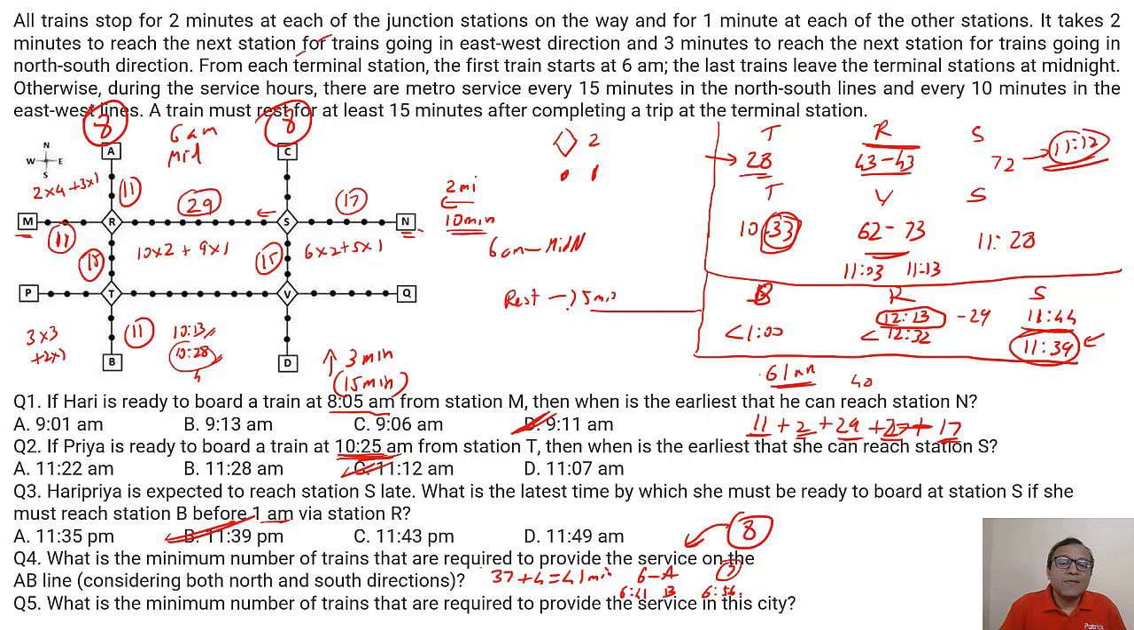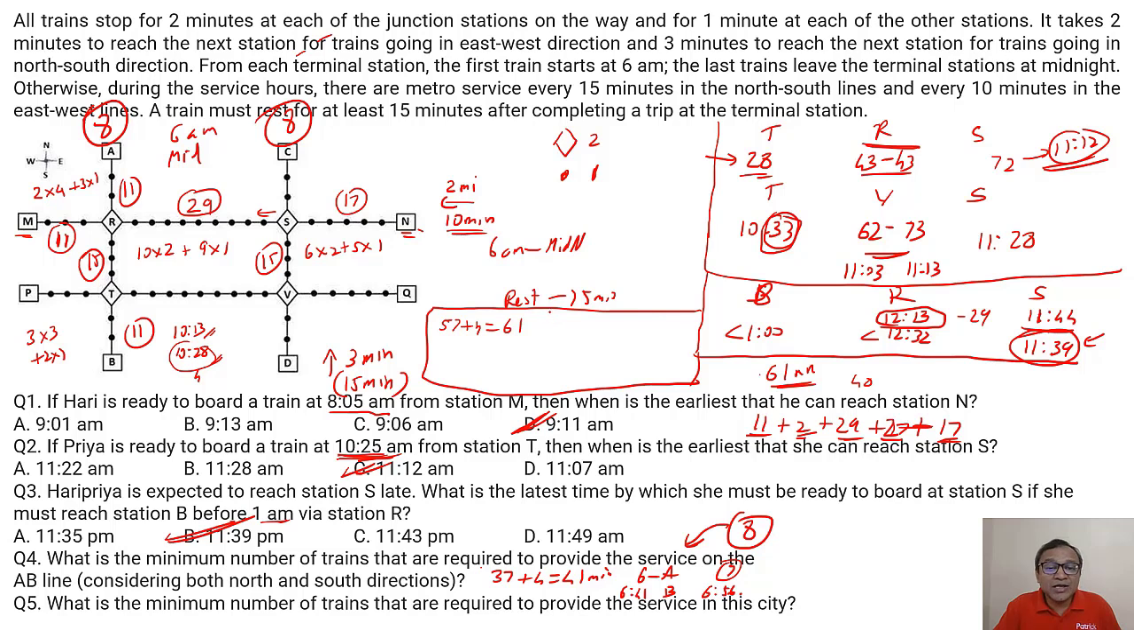If you look at the MN line, how much time does it take for a train starting at 6 o'clock am to reach N? It will be 11 plus 29 plus 17 plus 4. If you add it up, it is 57 plus 4, which is 61. I repeat, 11 plus 29 is 40, 40 plus 17 is 57, plus 4 minutes at the stops, 61 minutes.